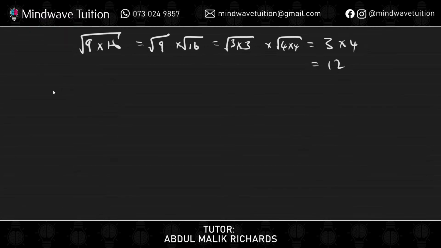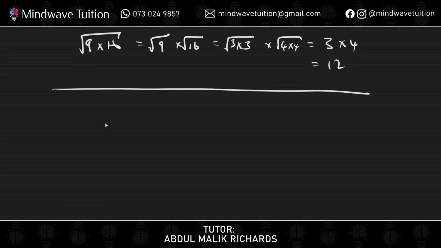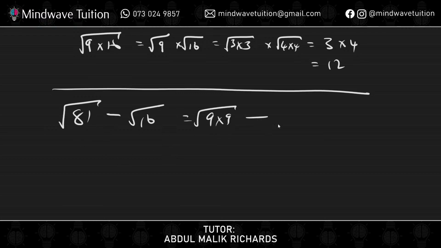Can you multiply square roots together or add square roots together? Yes, you can. So we can take something like the square root of 81 minus the square root of 16. The square root of 81, that is 9 times 9 under the square root, and 16 is 4 times 4. So the square root of 9 times 9 is 9, minus the square root of 4 times 4 is 4. So 9 minus 4 is then 5. The square root of 81 minus the square root of 16 is equal to 5.